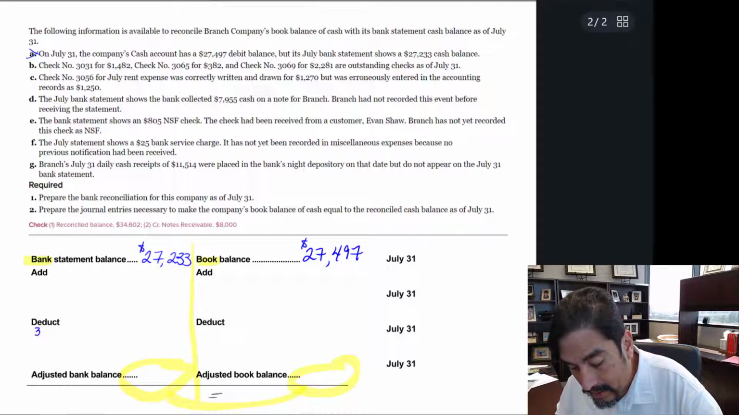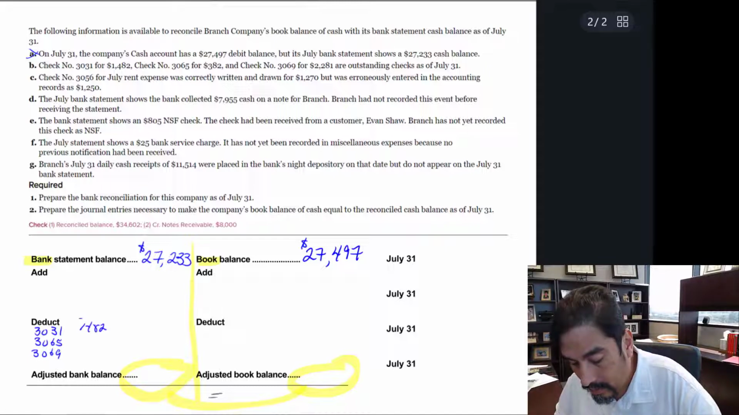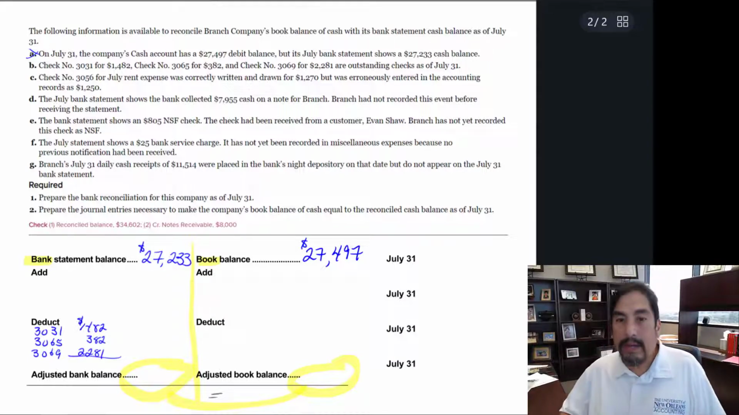And I'm going to write the check number, and I'm going to write the check amounts. And I'm going to total them.